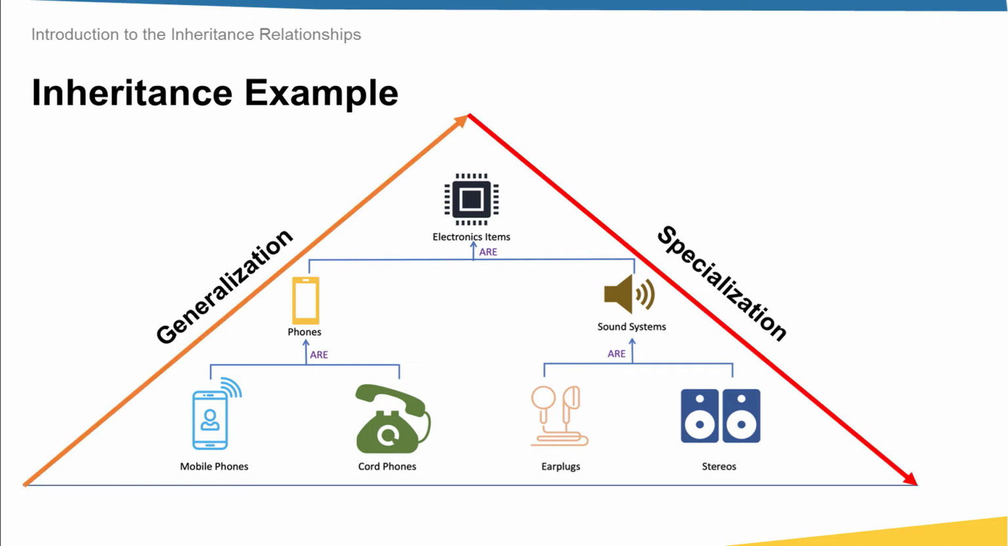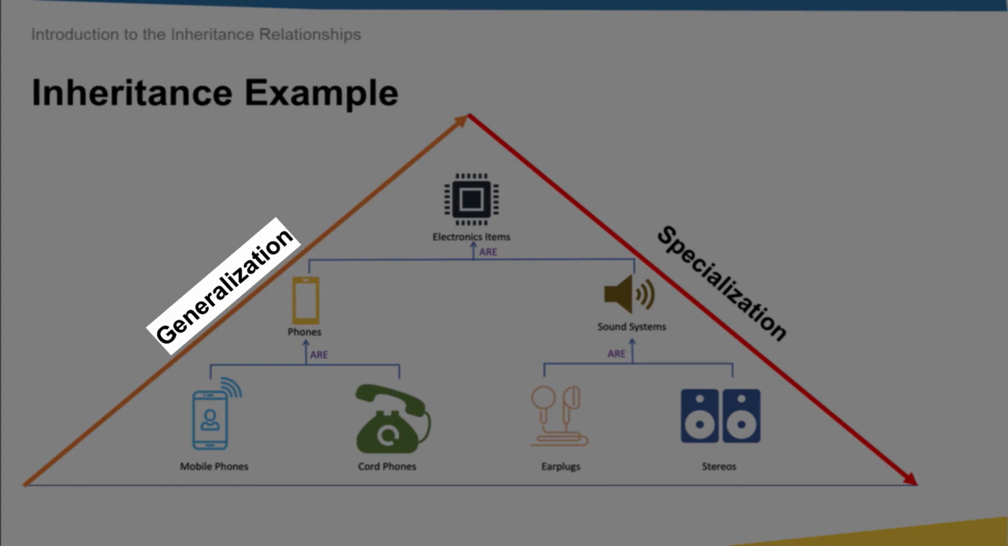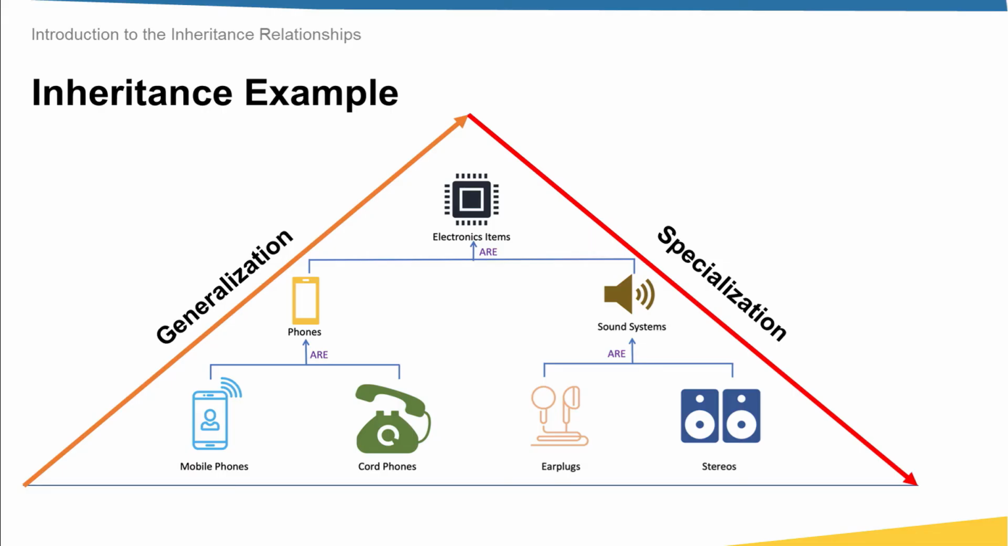Now you can see from this diagram that if I go from the bottom to the top of this diagram, I am doing generalization, which means I am moving from the special class to the more general class.